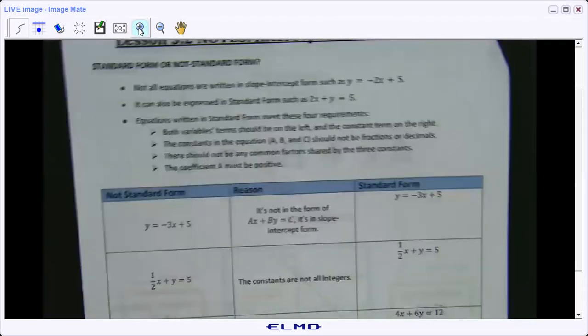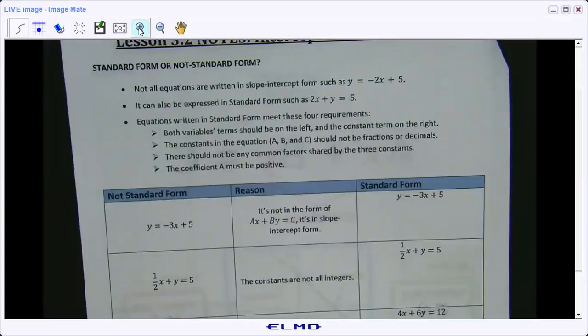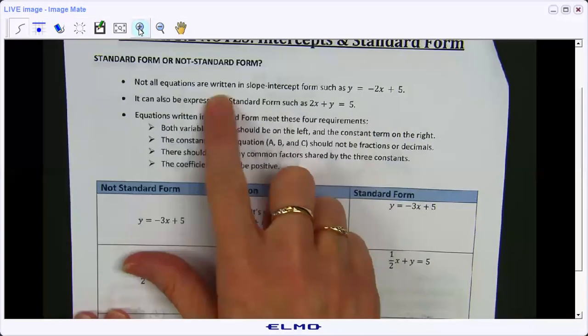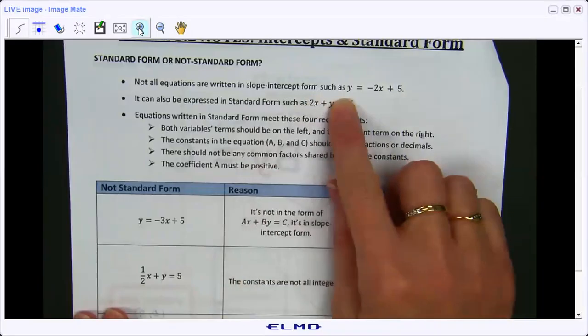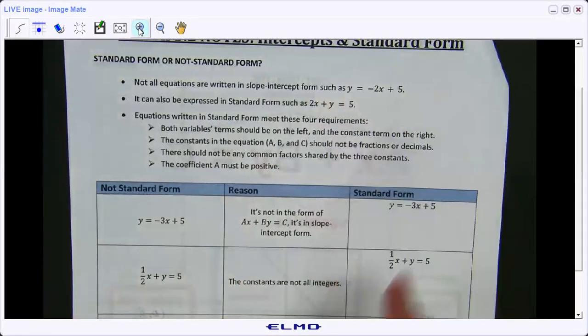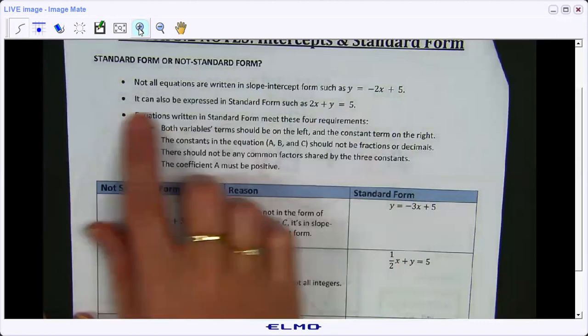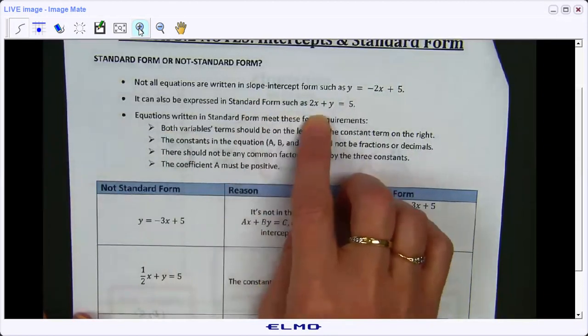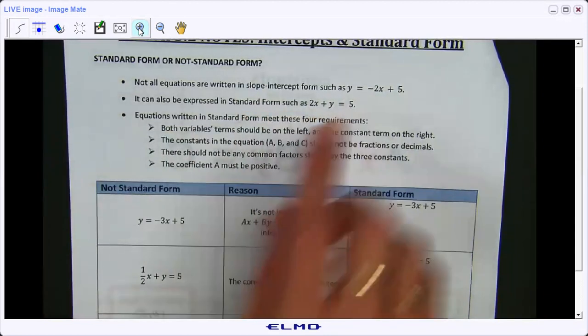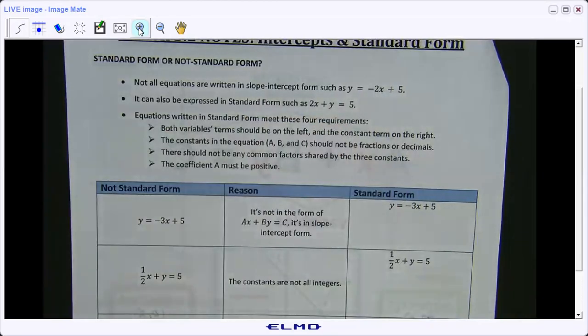On page 2, we are going to identify the correct way to write an equation in standard form. And there are 4 criteria. Okay, so not all equations are written in slope-intercept form, such as y equals negative 2x plus 5. Sometimes it can be written, or we can express it in standard form, such as 2x plus y equals 5. And so that's what we're going to learn. So in order for equations to be written in standard form, they must meet 4 requirements.